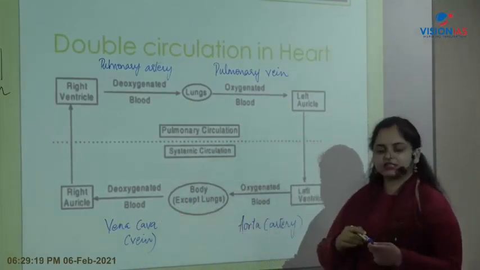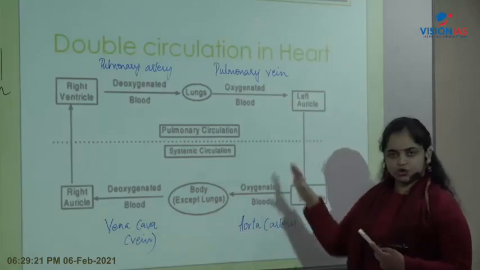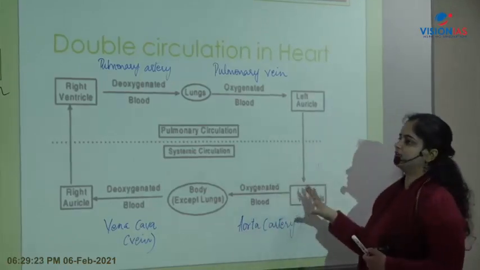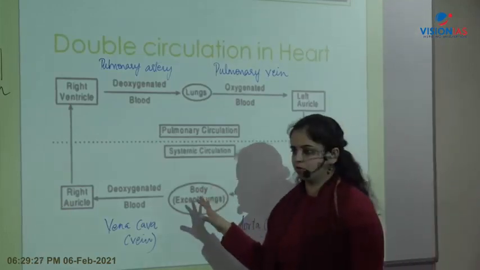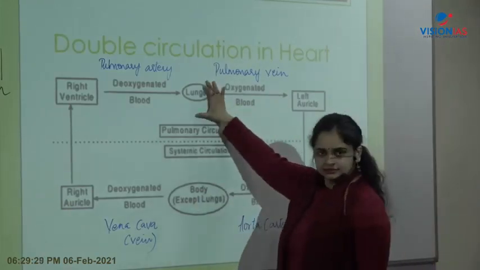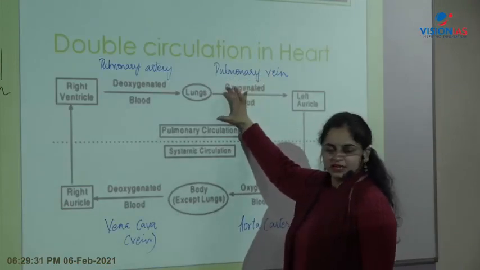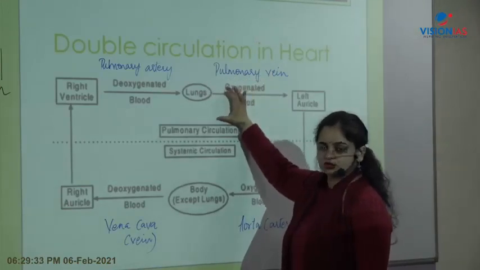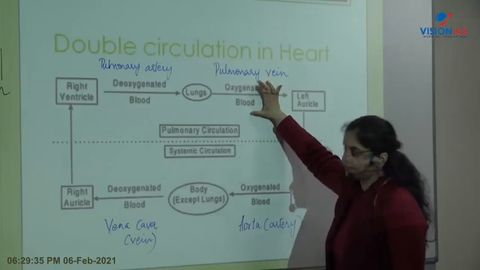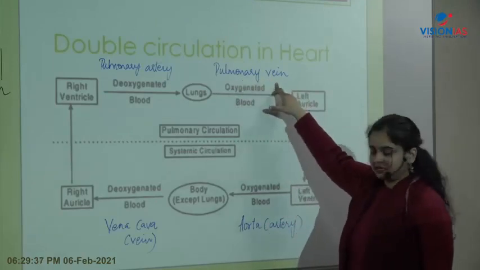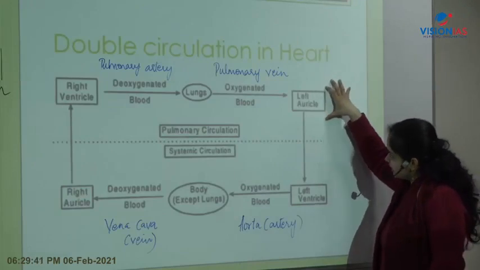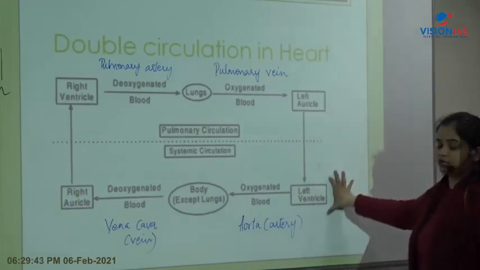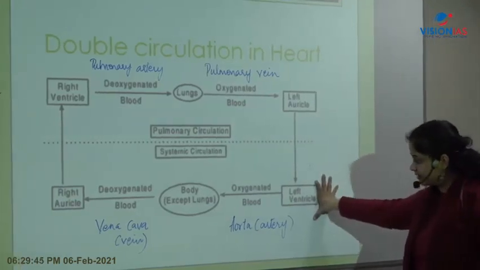I will repeat this whole thing. Please draw this, write the names of the blood vessels. I am going to repeat the cycle once more. Lungs bring in oxygen, oxygen goes into the blood, blood is oxygenated. Pulmonary vein carries blood to the left side of the heart. First the upper chamber, left auricle, then the lower chamber, left ventricle.